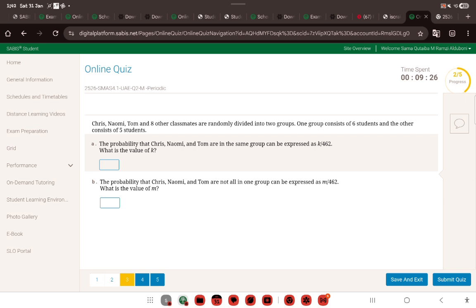Chris, Naomi, and Tom and 8 other classmates are randomly divided into 2 groups. One group consists of 6 students and the other consists of 5 students. The probability that Chris, Naomi, and Tom are in the same group can be expressed as this fraction.